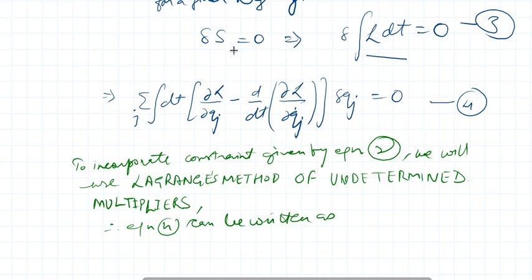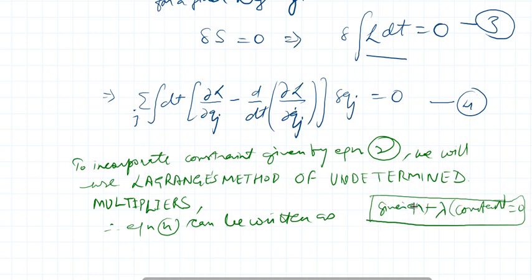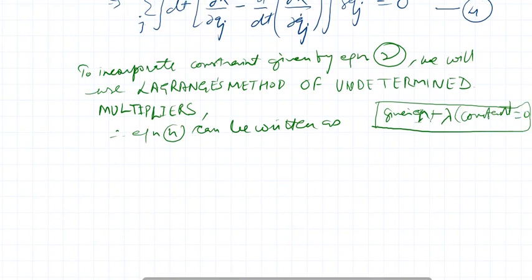So what do we do? We will multiply the constraint with some constant lambda and add it to the given equation such that it will become 0. That's what we will do in the Lagrange's method. Right. So keeping this in mind, our given equation is this one.